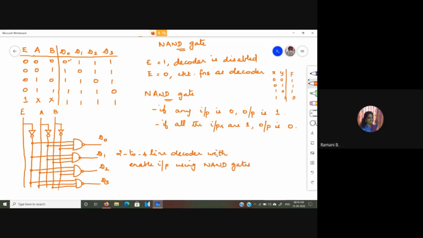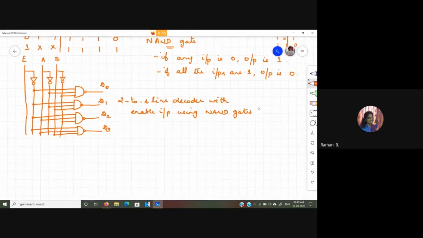So if you are going to use AND gates, correspondingly your output value changes. That's all. Other than that, the gate alone has to be changed. Rest of them will remain the same thing. Okay. Because with AND gate, if all the inputs are 1, your output is 1. So that alone you have to worry about. Other than that, everything is same. Okay? So this is our 2 to 4 decoder with enable input.